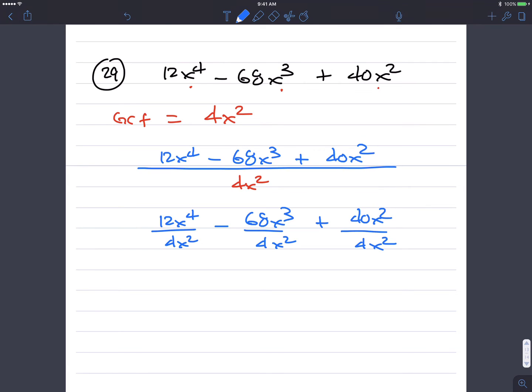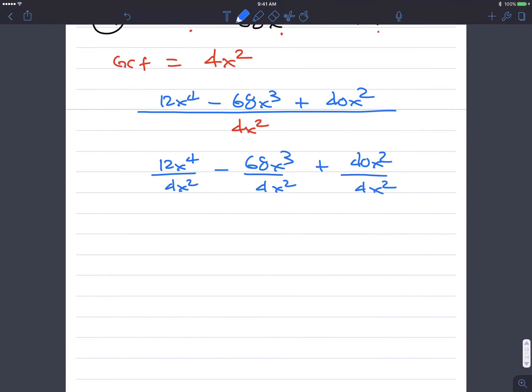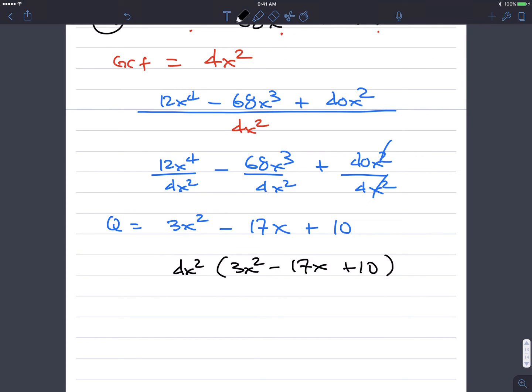Okay, let's see what we get. 3x squared minus, what's 68 divided by 4? Is that 17? Good job. 40 divided by 4, well, that's just 10. The x squareds cancel, right? Here's my quotient. Okay. Here we go: 4x squared times 3x squared minus 17x plus my 10.